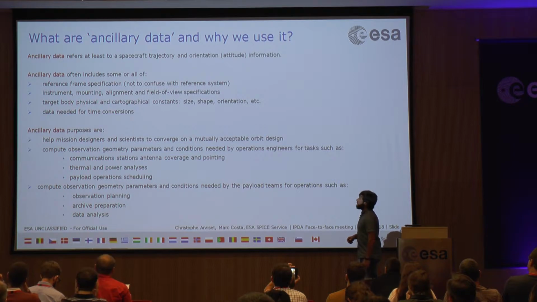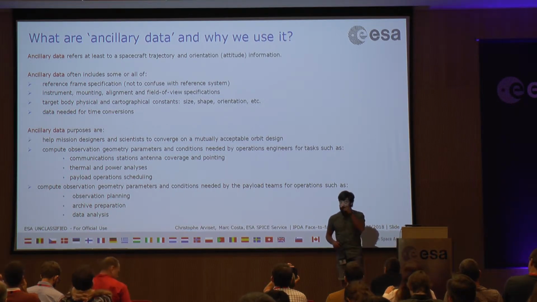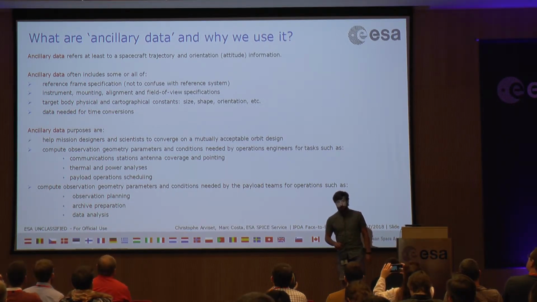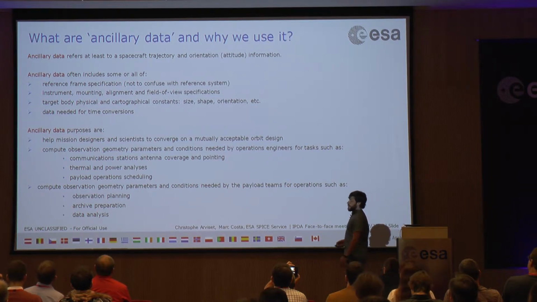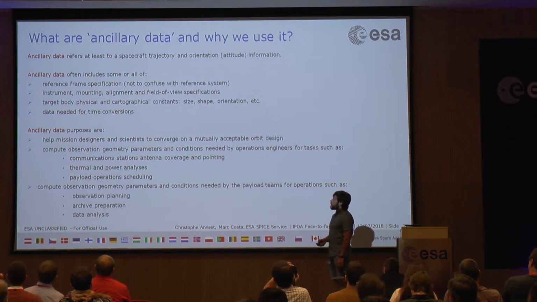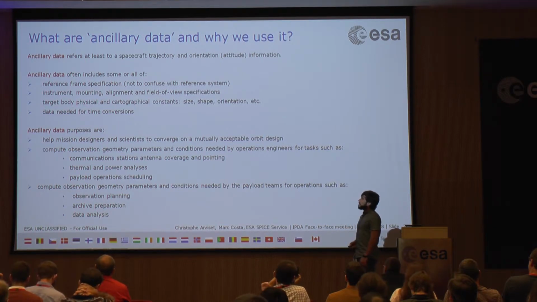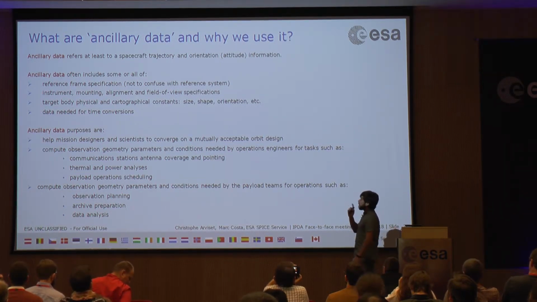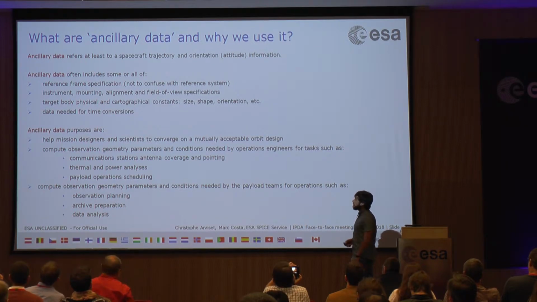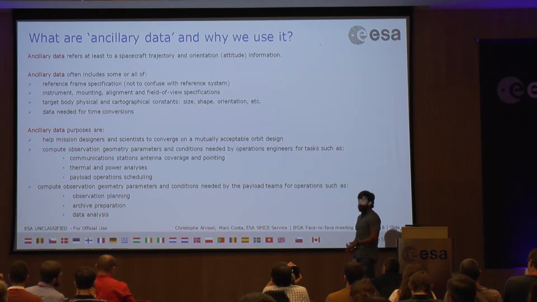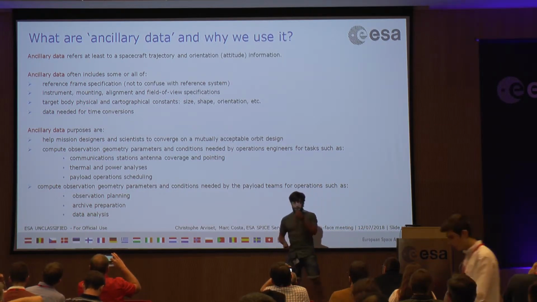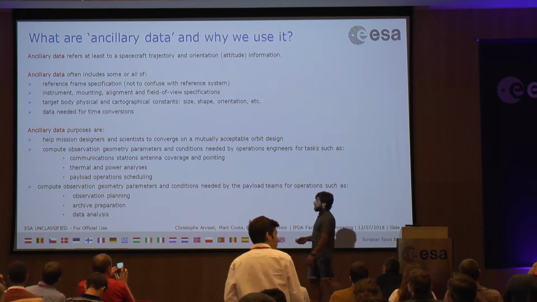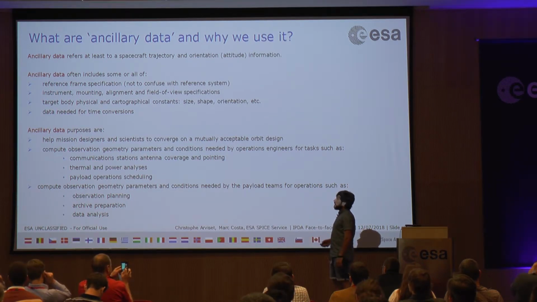So ancillary data, it's one of those words which is not pedantic, but really knows what it means. At least when we talk about ancillary data, we are talking about spacecraft or body trajectory and orientation, right? Now, we also often refer to reference frame specifications, not to be confused with coordinate systems. Instrument mounting alignment, field of view specifications, and physical and cartographic constants for the target bodies that we're observing. In your case, it's mainly the Earth, I assume. And also data needed for time conversions.